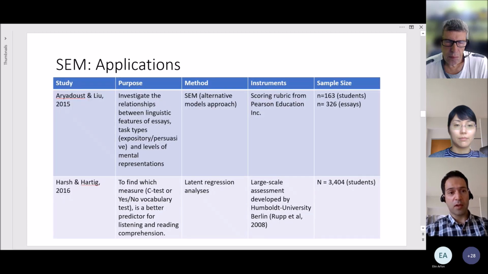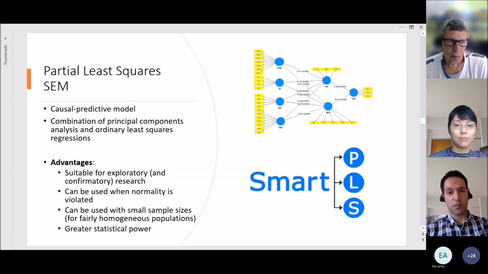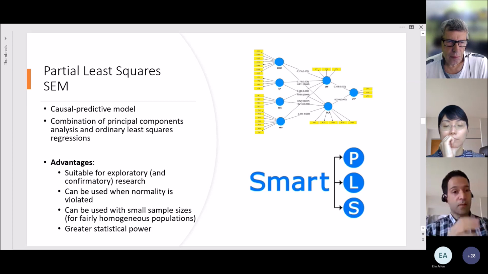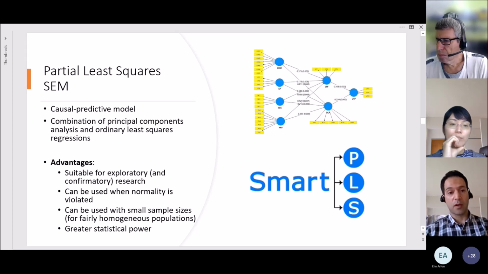There is another thing. So these are two examples of structural equation modeling. There's another technique called partial least squares SEM, which is not as commonly used in language assessment, but I suggest that you take a look at it. It's very powerful. It allows you to circumvent the problems that I mentioned before. For example, if your data is not normally distributed, particularly if your sample size is small, partial least squares is one of the best methods of SEM that can be used for addressing those issues and problems.